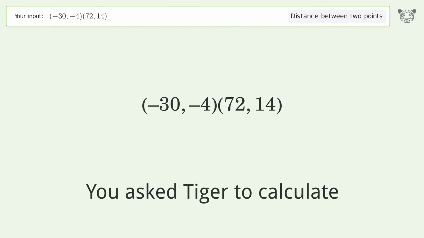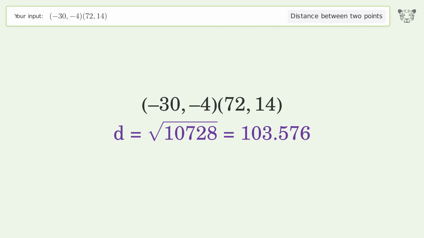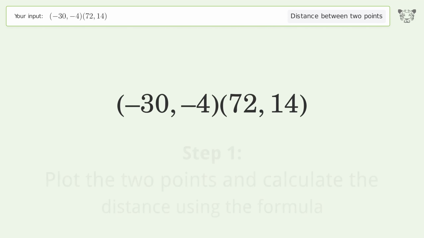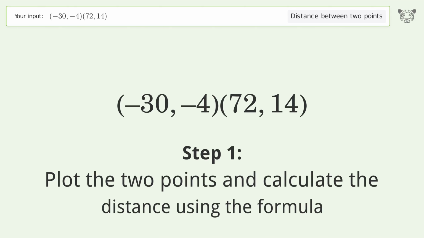You ask Tiger to calculate. This deals with the distance between 2 points. The distance between the 2 points is the square root of 10,728, or 103.576. Let's solve it step by step. Plot the 2 points and calculate the distance using the formula.